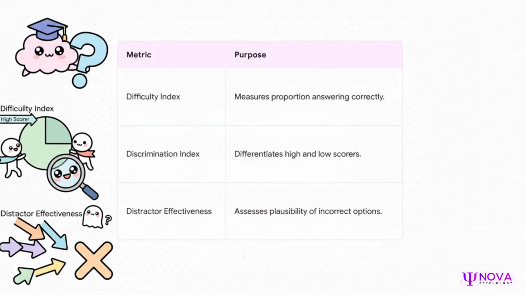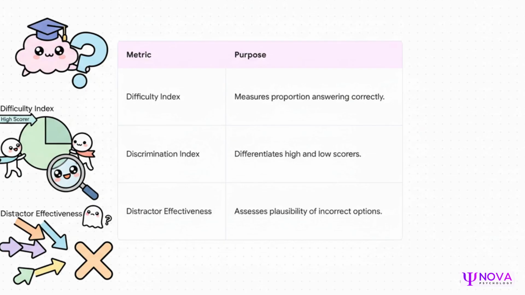So what are we looking for in that analysis? Well, we focus on a few key metrics. There's the item difficulty index, which is just the percentage of people who got it right. Then, and this is maybe more important, there's the item discrimination index. This tells us if the people who do well on the test overall are also the ones getting this specific item right. You want a high score here.